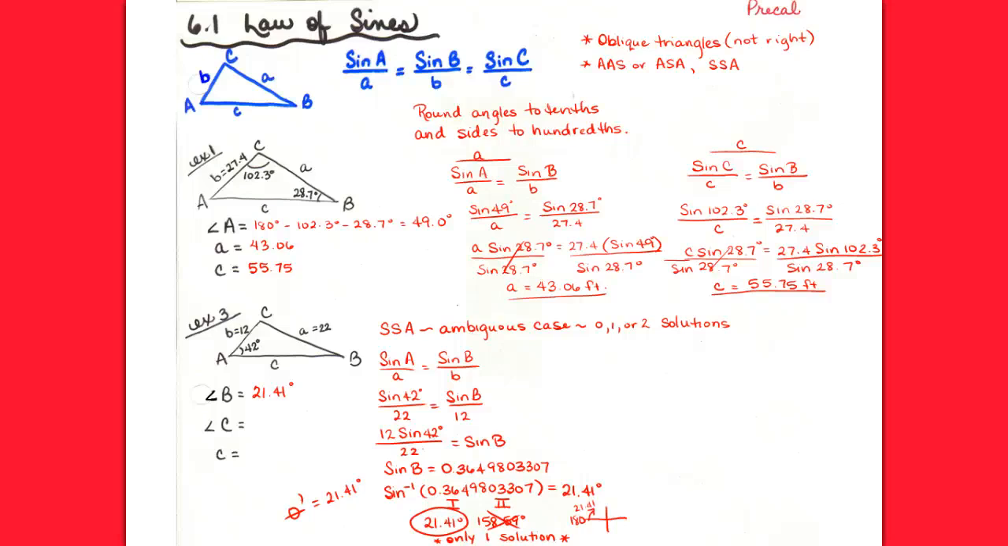So that's what one solution looks like. We'll look at two solutions and no solution in just a minute, but that's what one solution would look like. There is only one possibility out of the two answers that I got that will work. Okay, so now we finished solving like normal. How do I find angle C if I know A and B? Yeah, just subtract from 180. So add them up and subtract from 180. And then I'll have angle C.